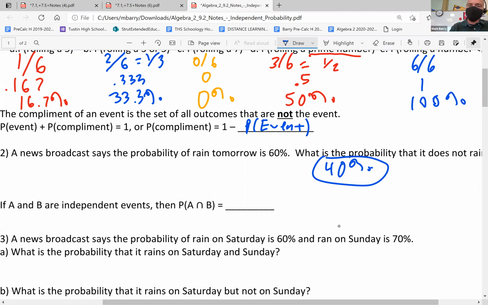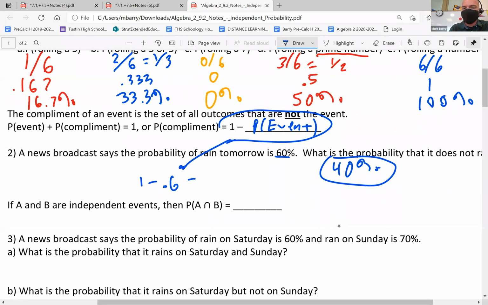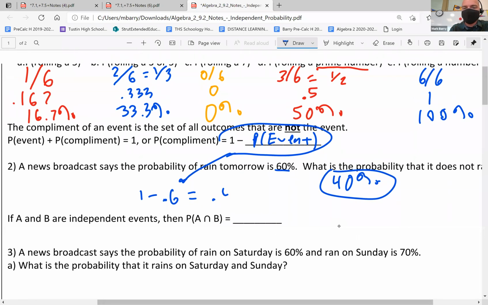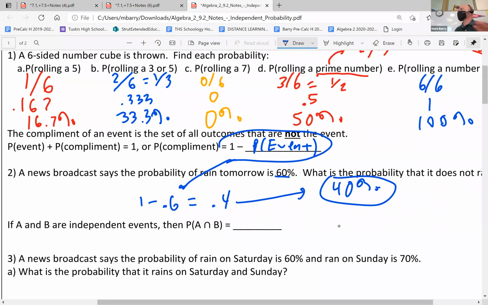If I really wanted to show my work here, I would use this formula right here: 1 minus the event. So I would say 1 minus, and then the event is 0.6. I would have to convert that to a decimal. And so that's going to give me 0.4, which would then translate back to 40%.